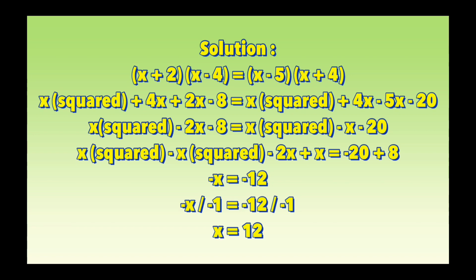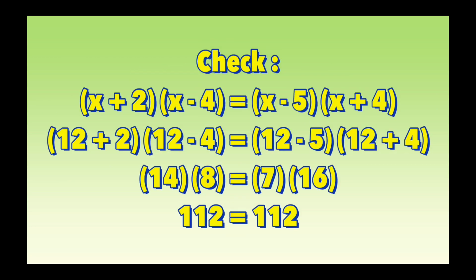And then the next thing we have to do is to check if the result is correct. So we're going to copy the original equation, the quantity x plus 2 times the quantity x minus 4 equals the quantity x minus 5 times the quantity x plus 4. Then we're going to substitute the value of x. Since our value of x is 12, x now becomes 12 plus 2, 12 minus 4, 12 minus 5, 12 plus 4. So combine like terms.